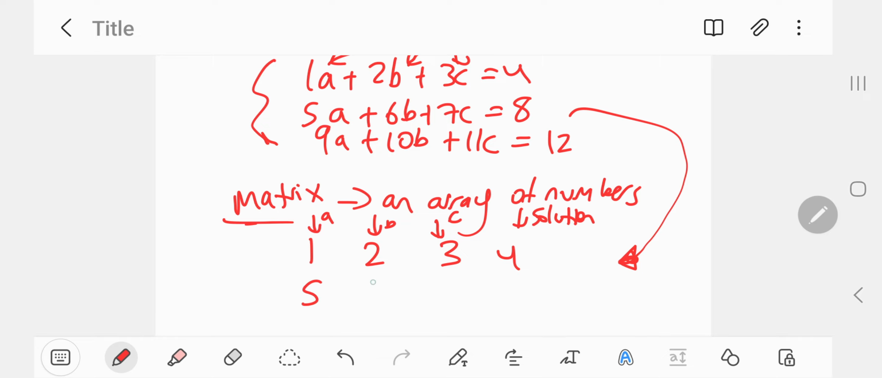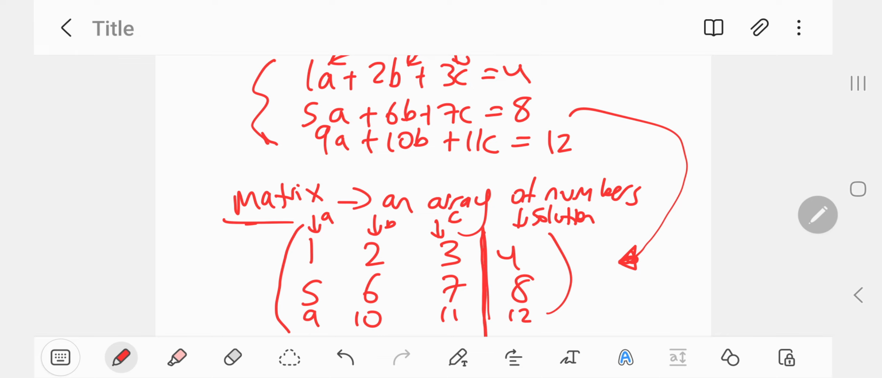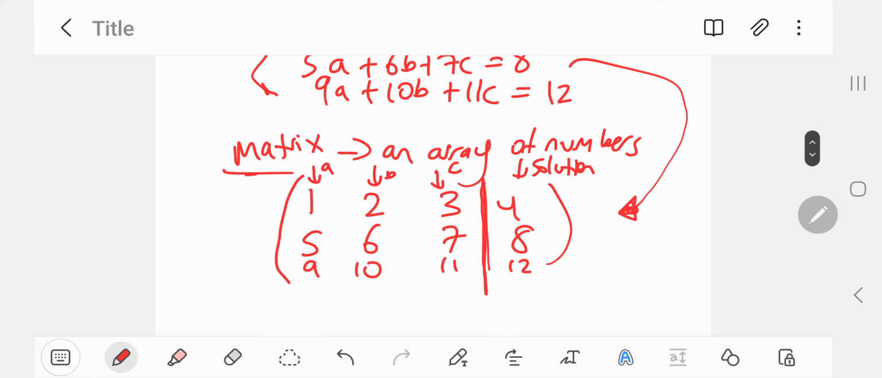Second one is 5, 6, 7, 8. Third one, 9, 10, 11, 12. And I would put a massive bracket around it. Sometimes you might see a line here separating out the variables from the solutions, but that's how you would do it. So this is actually a 3 by 4 matrix.